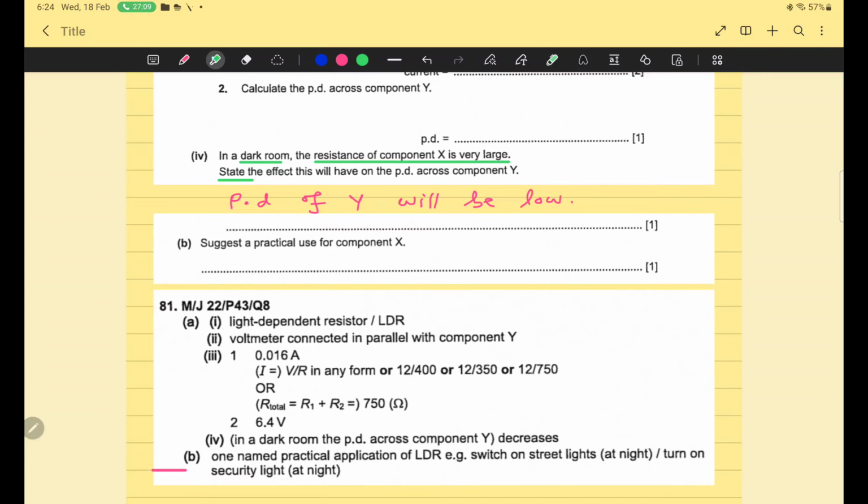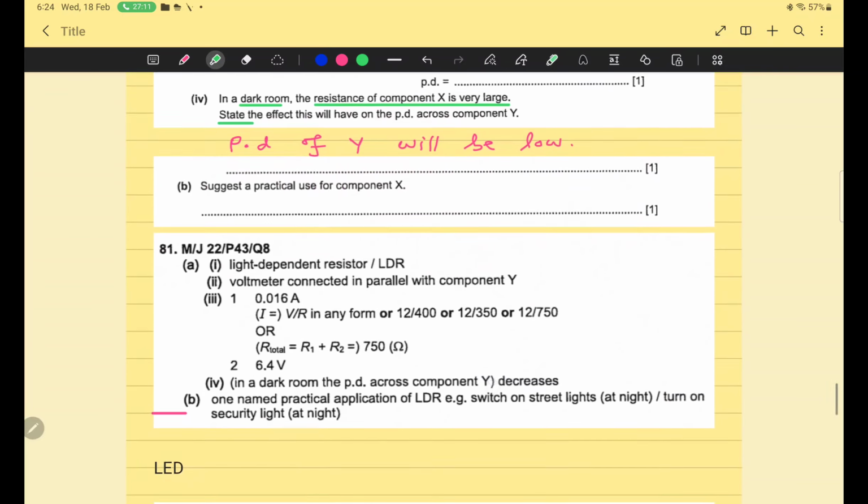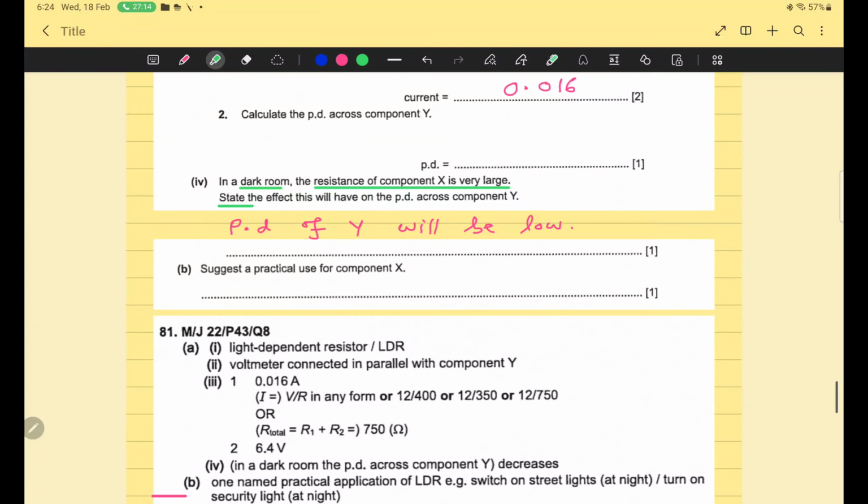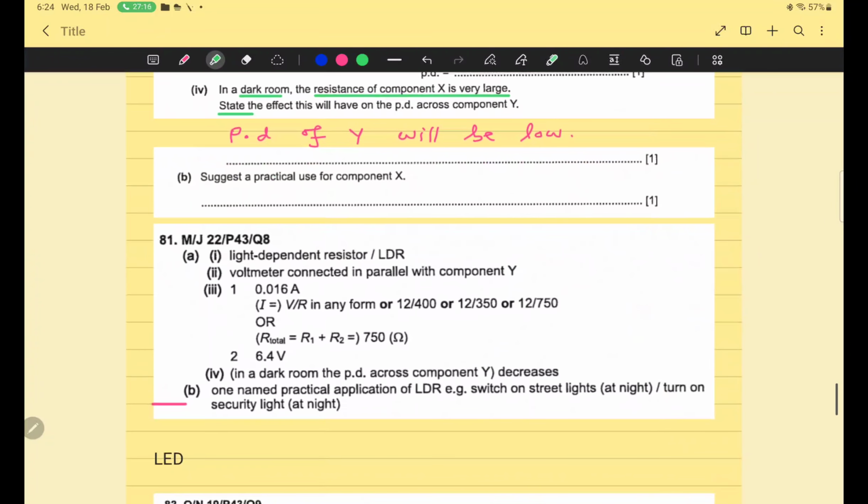And now the last. But in this question, they are asking only the state. So I have written the answer, and the answer is: in the dark room, PD across Y decreases. So which I have written.